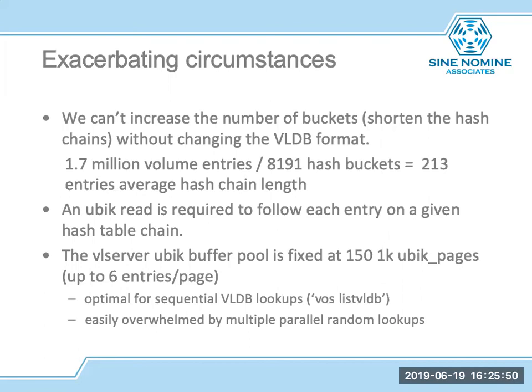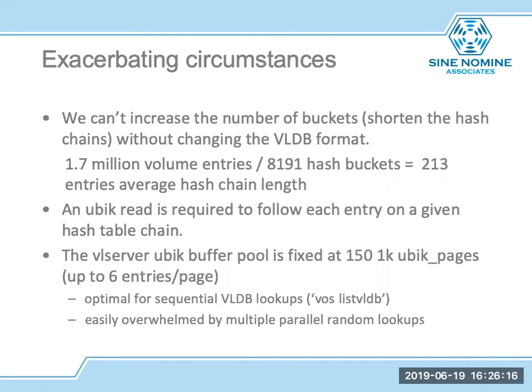So if we start with 1.7 million volumes and we have 8,191 hash buckets, then the average length of a hash chain is going to be about 213 entries. And if you run VLDB check against a VLDB that looks like this, that's exactly what VLDB check will tell you: the maximum length of a hash chain, the minimum length of a hash chain, and the average. And it will be very close to 213 if your VLDB is this size.